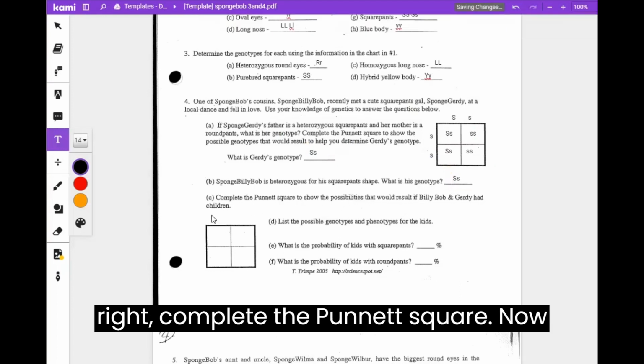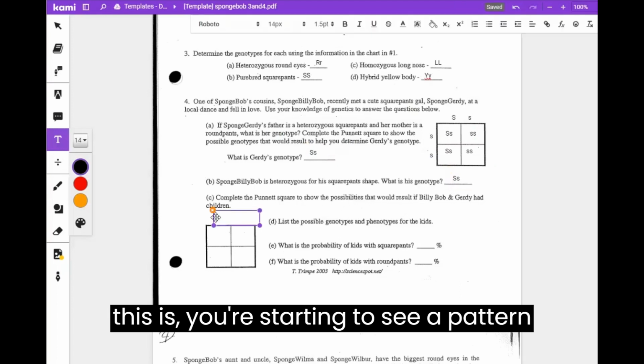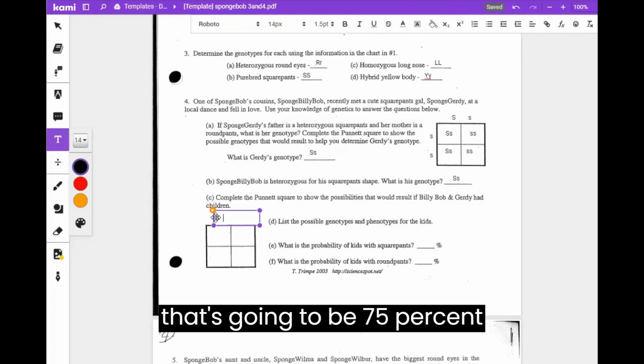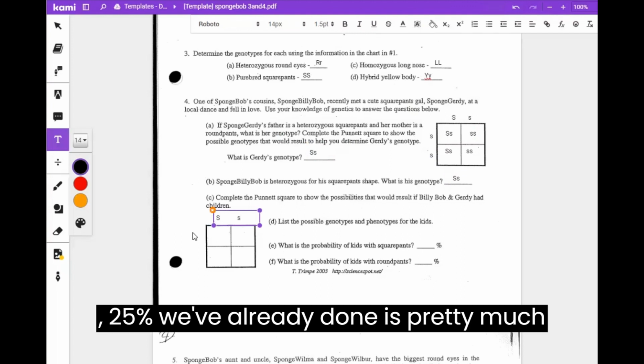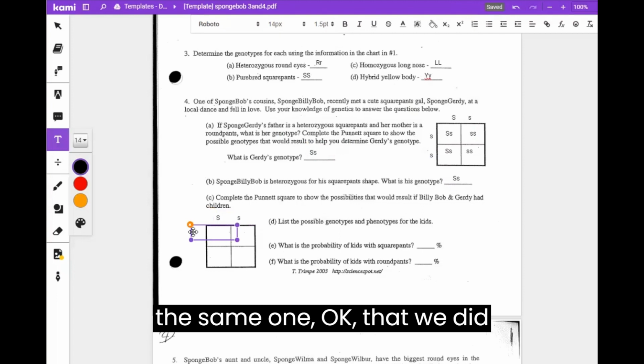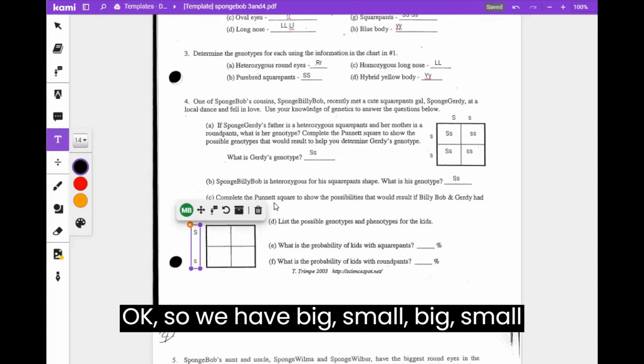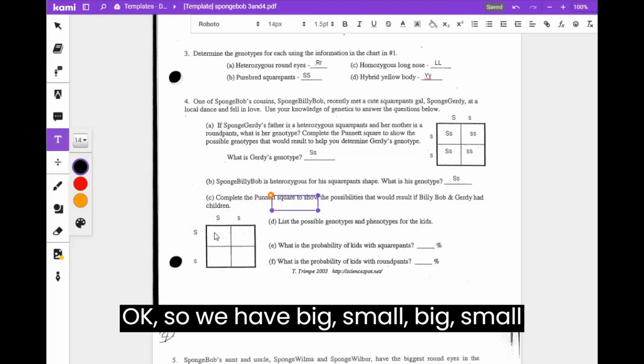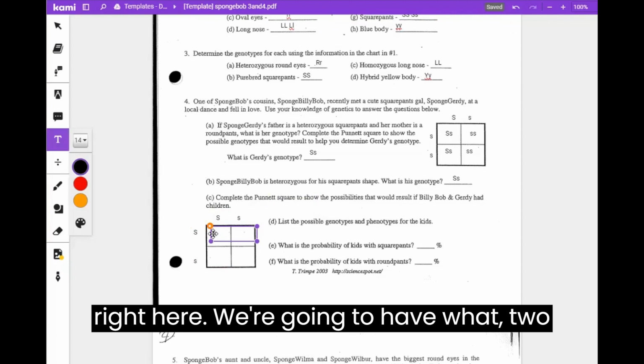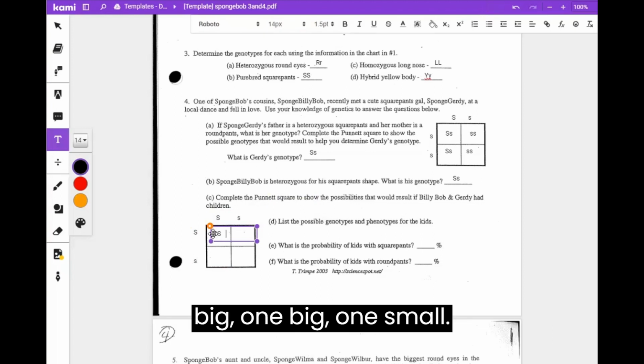Complete the Punnett square. You're starting to see a pattern. This is going to be 75%, 25%. We've already done pretty much the same one previously. So right here we have big, small. We're going to have what? Two big, one small.